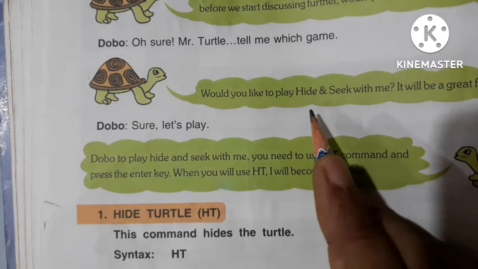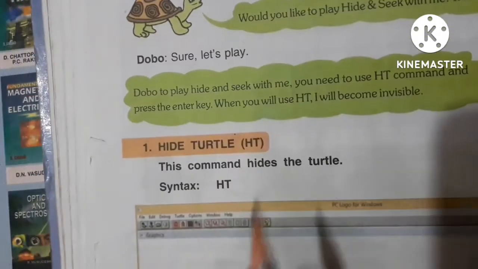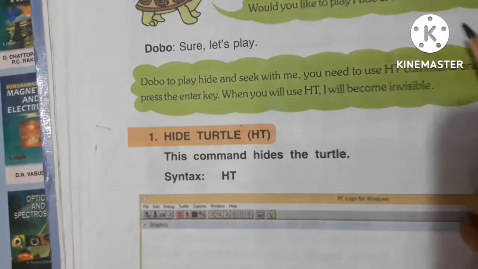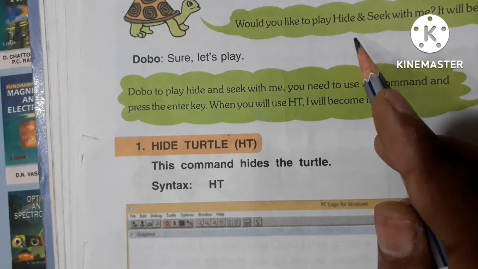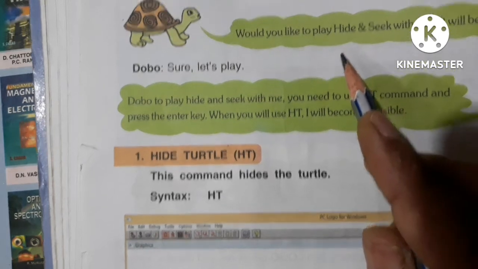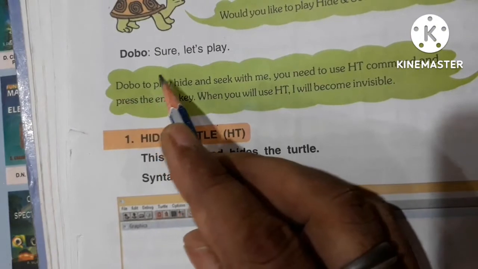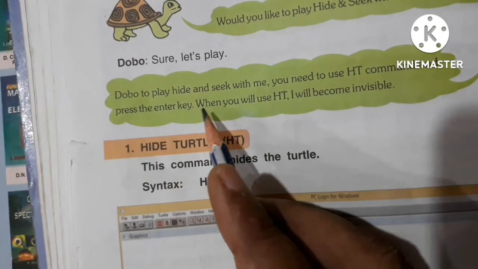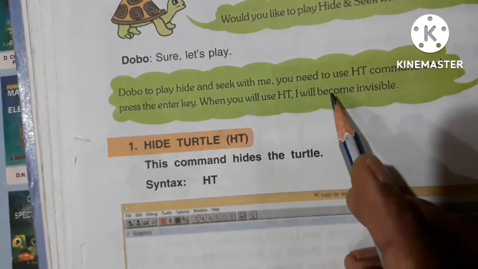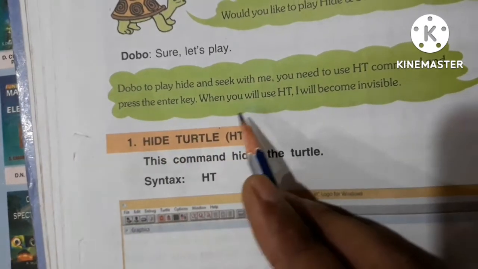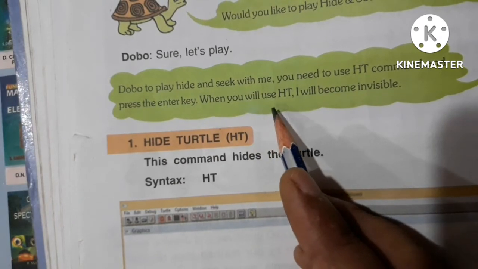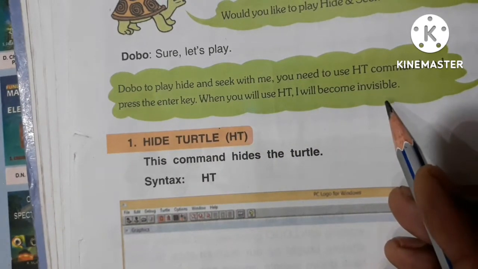What is the meaning of hide and seek? Let's try to understand what the meaning of hide is. If you do not know, you can look in a dictionary to see the meaning of hide. Dogo: Sure, let us play. To play hide and seek with me, you need to use the HT command and press the enter key. When you use HT, I will become invisible.